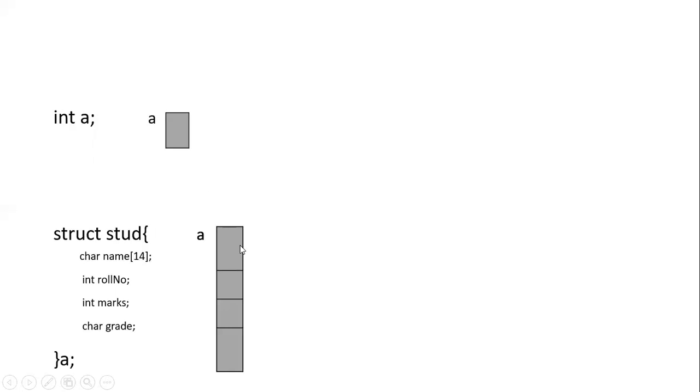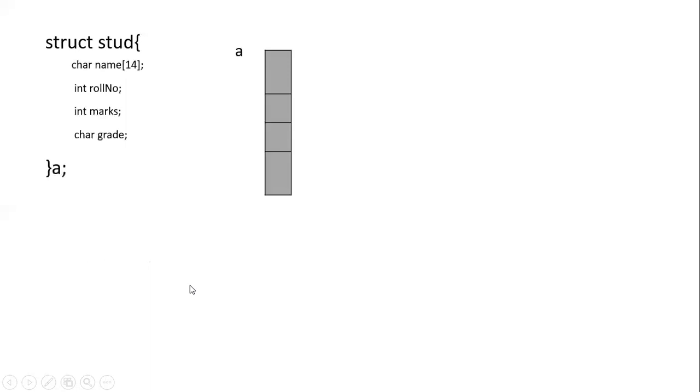Then you should assume it like a bag with compartments. See, this is a bag with a single compartment. This is a bag with 4 compartments. Then this is an example here. For example, char name of 14, then int roll number, int marks, char grade, and then we'll have our variable here, and then a semicolon. So when you declare a variable a here, you'll get a memory. Before declaring, you don't have any memory.